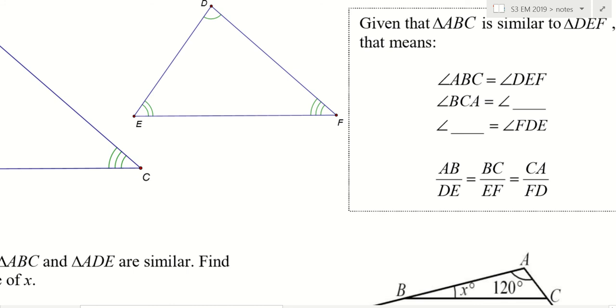Okay. Now, very quickly, let's look at over here. Someone tell us the answer. Irfan, what's your answer? BCA is? EFD. Okay. Next one. Chiyang, FDE is equal to? Not so hard, right? CAB. And then the ratio is the same.